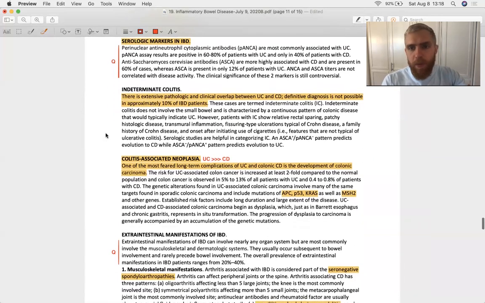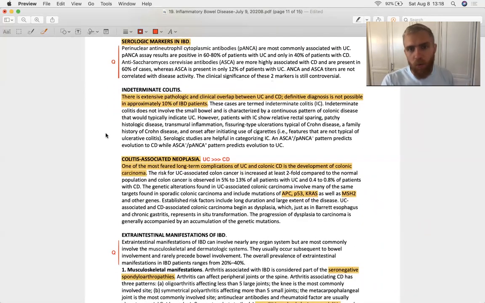Serologic markers. This is going to be part of one question stem on at least one question. This might actually be what gets asked. They might say, what would you see in the blood of this patient? And you're going to have to remember that P-ANCA is associated with ulcerative colitis, and that ASCA is associated with Crohn's disease. Yeah, that's it. It's that easy.